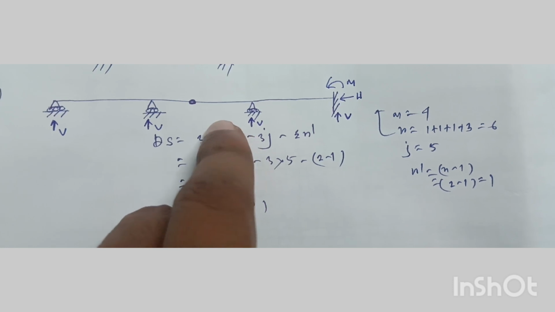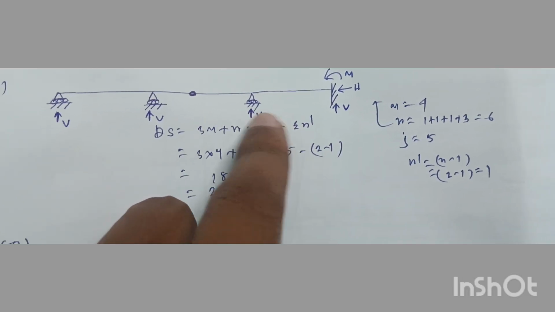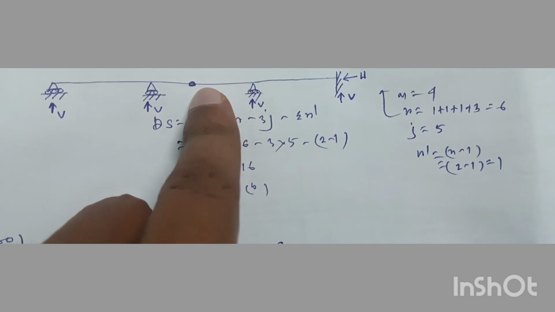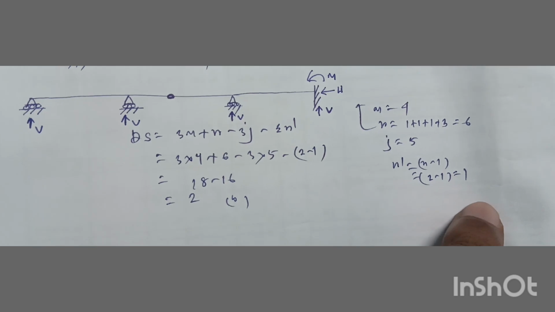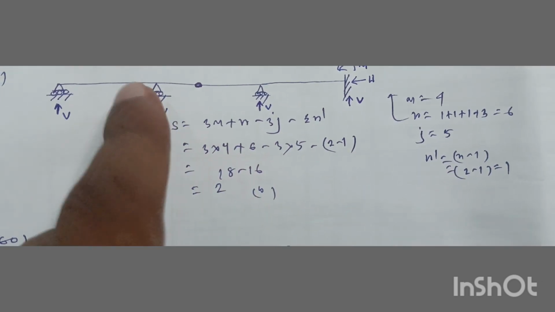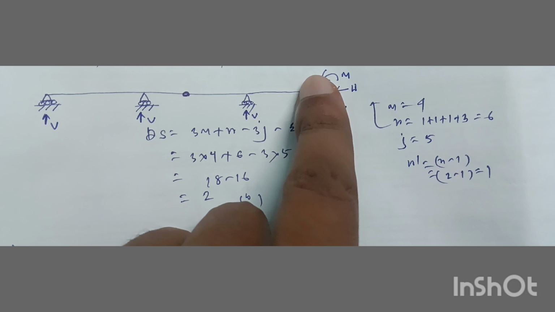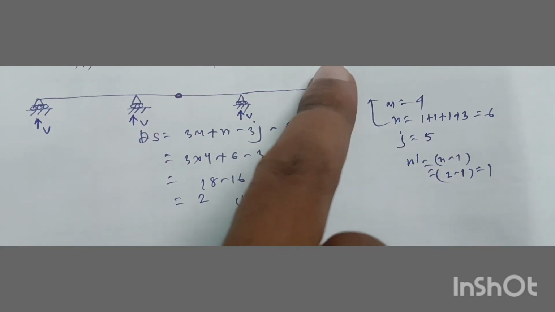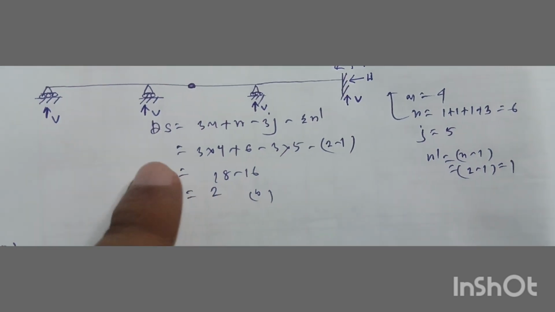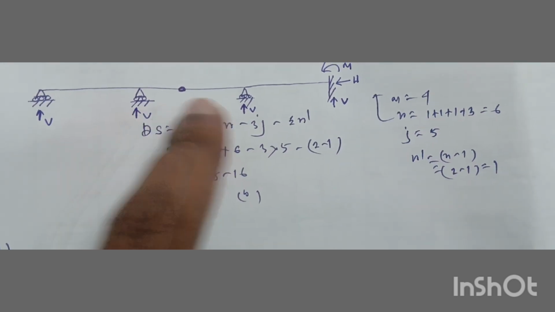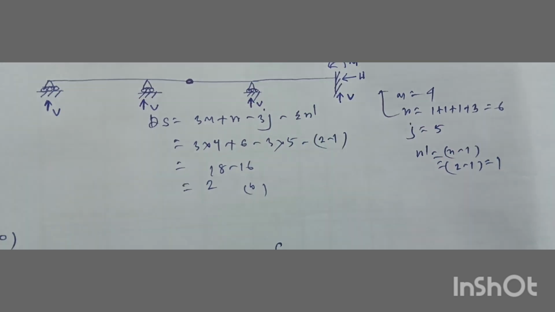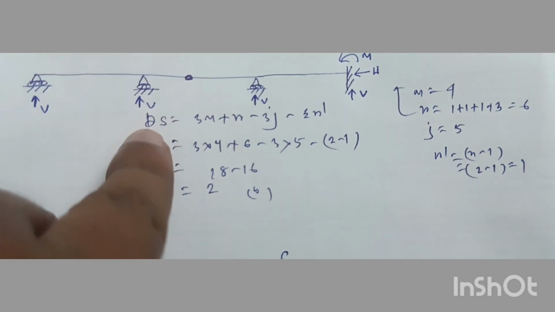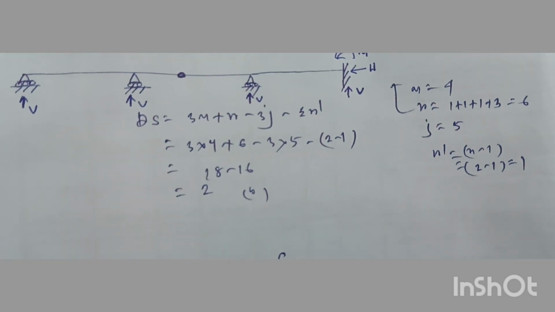N means the members which are connected with the hinge, so n will be equal to 2. This member and this member are connected at this hinge. 2 minus 1, so r dash will be equal to 1. M, the number of members, will be 1, 2, 3, 4, and j, the number of joints, will be 1, 2, 3, 4, 5, so j will be equal to 5. The number of reaction components will be one vertical, one vertical, one vertical, and 3 at this fixed end. So total reaction components will be 6. Now putting all the values into this equation, we will get Ds equal to 2.